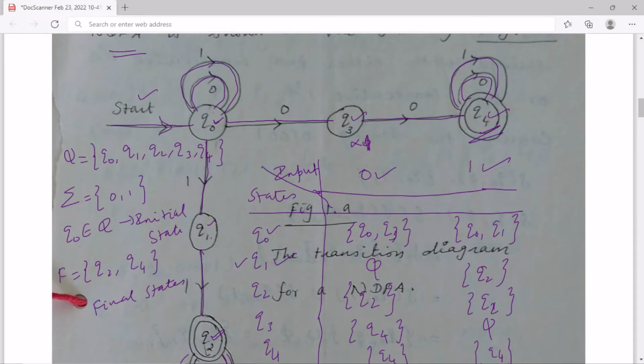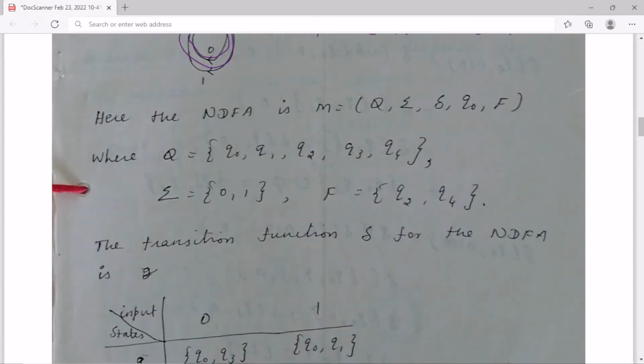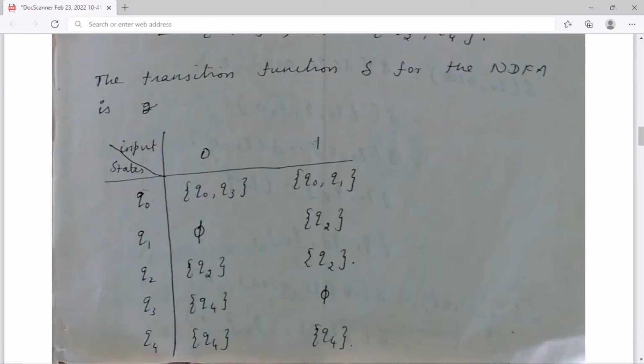In some cases we have more than one possibility, like 2 states. In some of them we have empty states. Like that, you can construct the transition function table for the given NFA. Next, for the same diagram, I'm just going to write it clearly here. The NFA is: Q is the set of states, sigma the input alphabet, F the set of final states, and this is the transition function table.